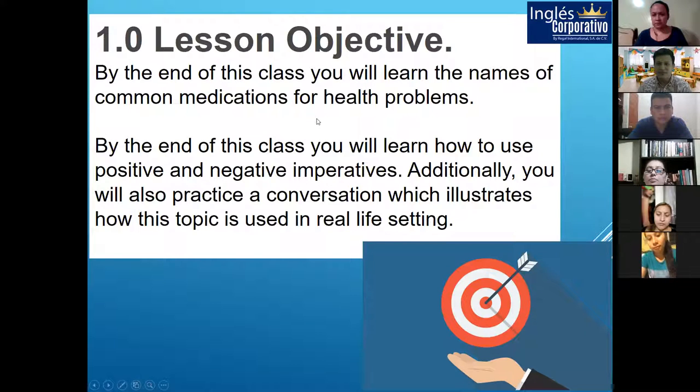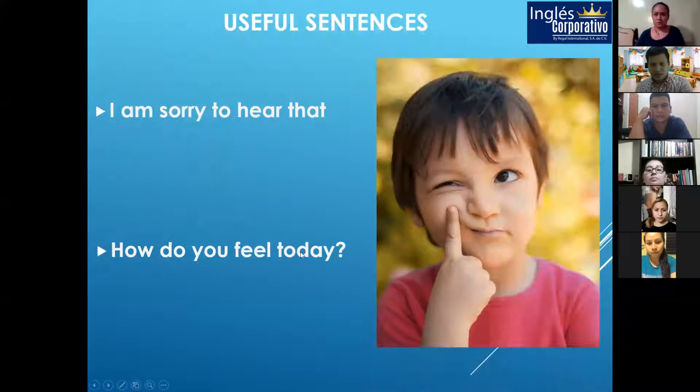Basically, today in class we're gonna see something related to medication for health problems. Health problems. Do you remember yesterday we saw salud? Some health problems. Problemas de salud, very good. And also we're gonna see something related to imperatives, positive and negative. We're gonna start with useful sentences that we can use during our classes, right?